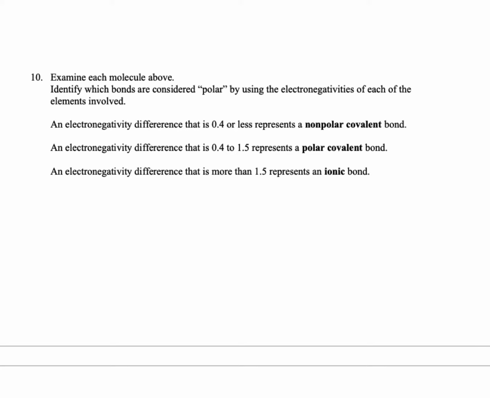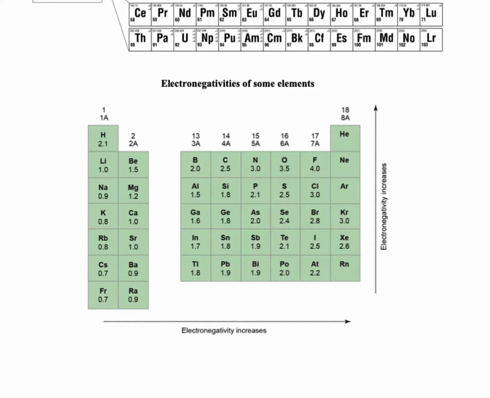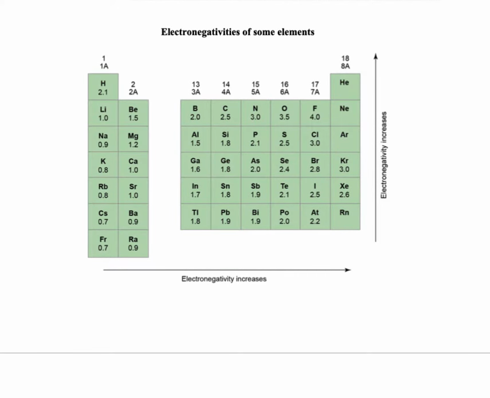Here we'd like to examine the polarity of individual bonds within a molecule, and then we also want to make a decision about the overall polarity of the molecule. We have these three rules of thumb, and the rules deal with electronegativity differences between two atoms. There's a table for this right here, which shows the electronegativities of various elements.